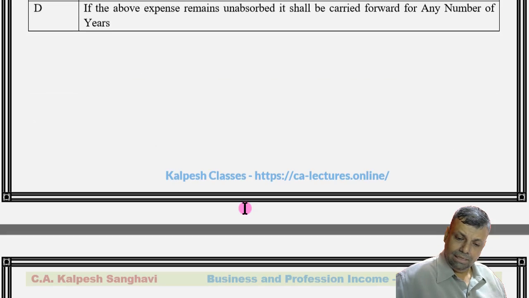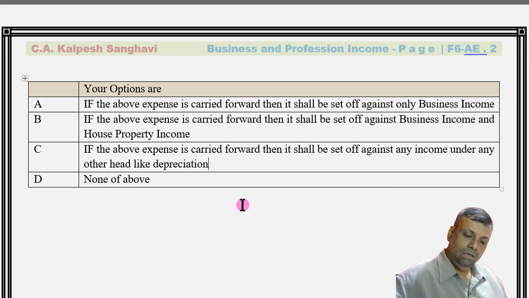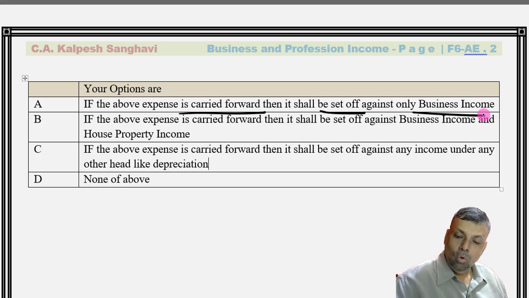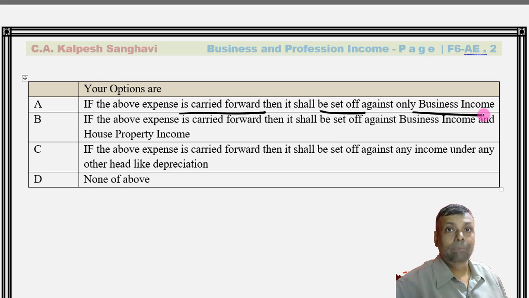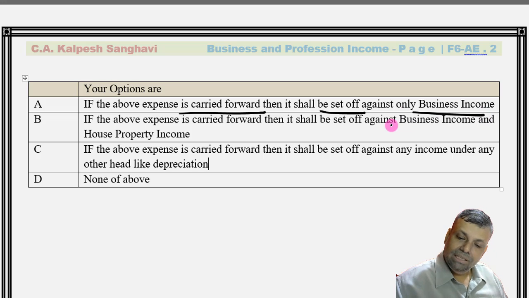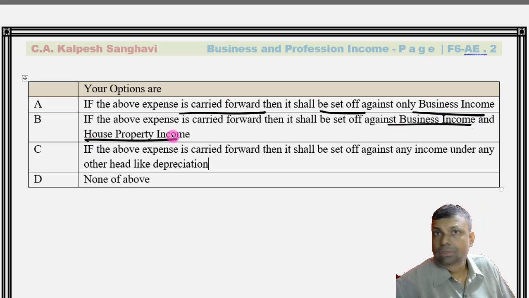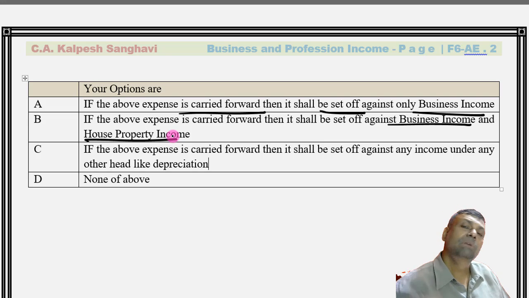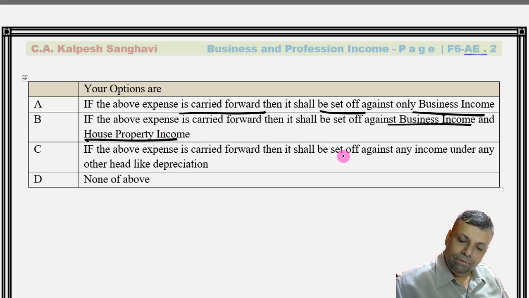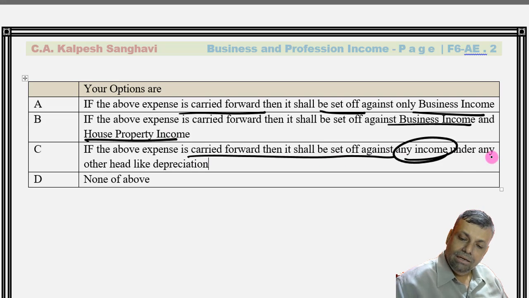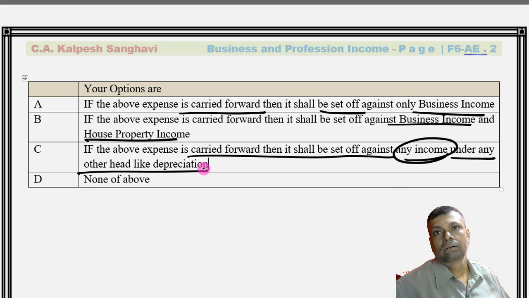One second, where has that gone? The third MCQ. Okay, here your options are: if the above expenditure is carried forward, then it shall be set off only against the business income. Now, there is nothing like that, because it is in fact as good as a current year allowance. So a current year normal business loss, intra-head, inter-head, almost everything is eligible. However, it can be set off only against business income, house property. No, it is not like that. The normal business loss is eligible for set off against any other head of income. So if the expense is carried forward, then it shall be set off against any income under any other head like a depreciation.